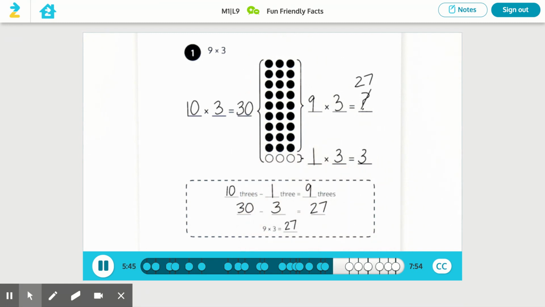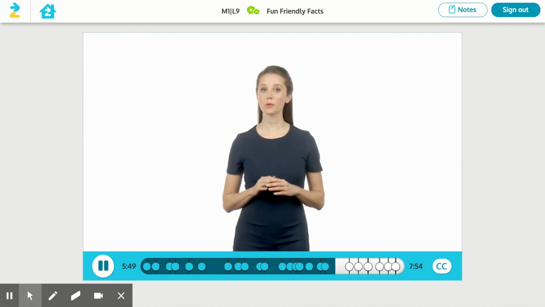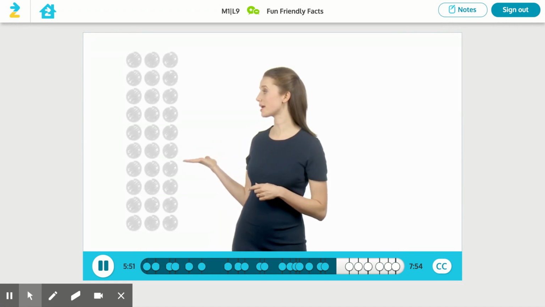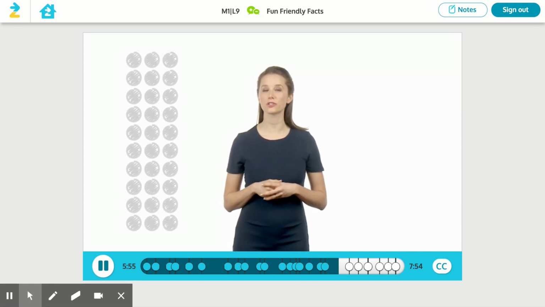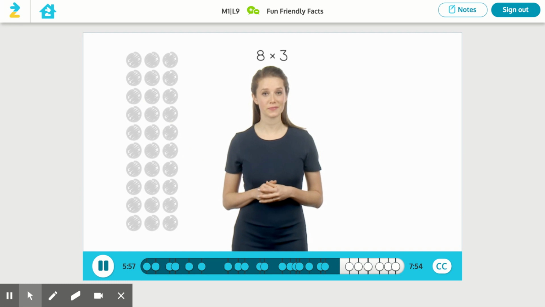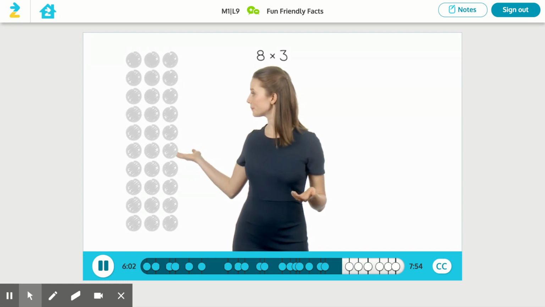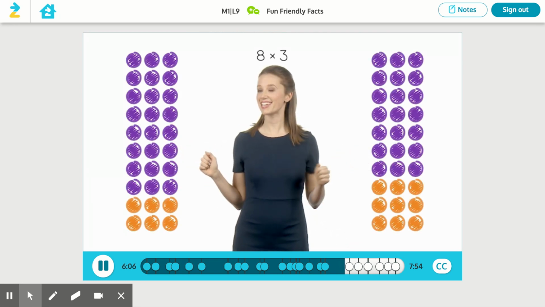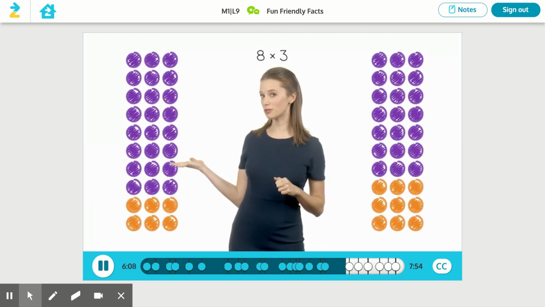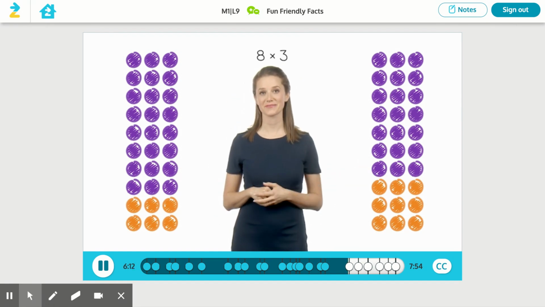Nice work! Let's try another. We will work with an array that shows 10 times 3 again. This time, let's use it to find the answer to 8 times 3. Help me pick an array that shows 8 times 3. Is it 10 threes minus 2 threes? Or is it 10 threes minus 3 threes?